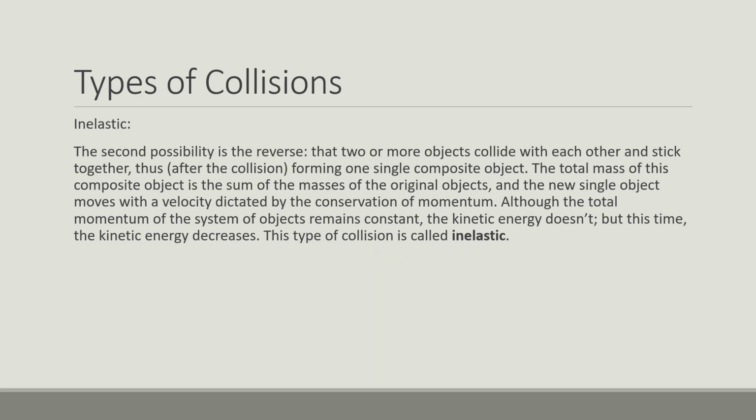The second type of collision is inelastic. The second possibility is the reverse: two or more objects collide with each other and stick together, thus forming one single composite object after the collision. The total mass of this composite object is the sum of the masses of the original objects, and the new single object moves with the velocity dictated by the conservation of momentum. Although the total momentum of the system remains constant, the kinetic energy doesn't, but this time the kinetic energy decreases. This type of collision is called inelastic.